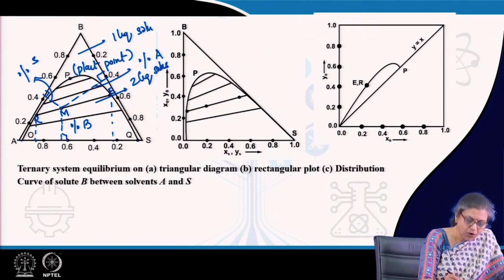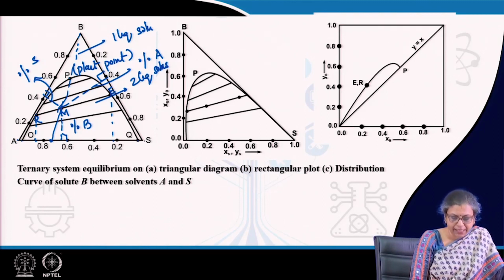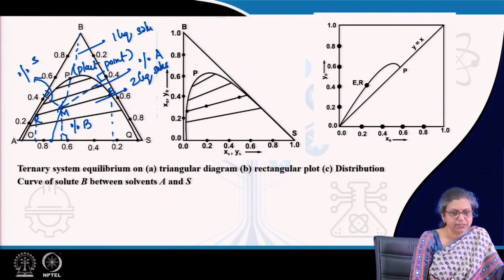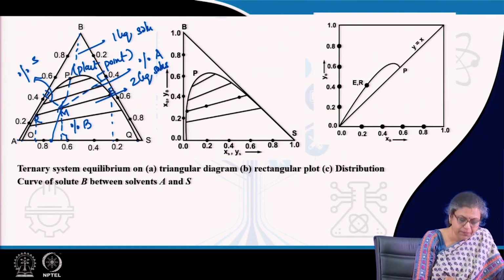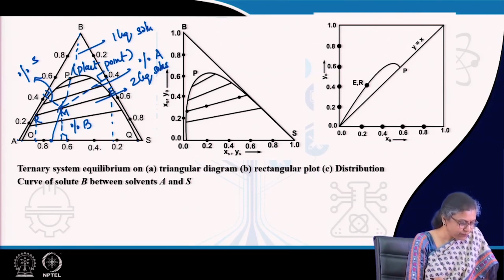And also from B, if you drop a line here, then you find that this corresponds to the proportion of A and S in the solution. As we move along this line, the proportion of A and S remains constant. It is only B which is added up, and that changes the overall composition of the mixture.